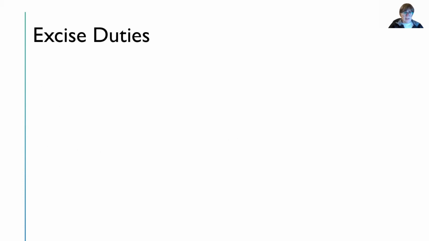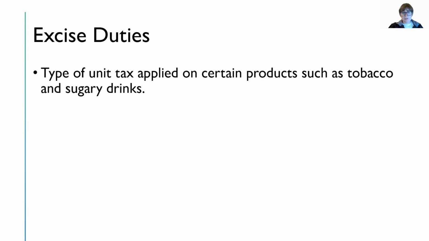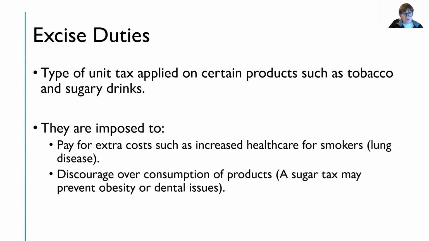So I mentioned excise duties in the previous slide. However, you need to know what they are. Essentially, it's a type of unit tax, and it is going to be applied on certain products such as tobacco and sugary drinks. The reason why they are imposed is to pay for extra costs such as increased healthcare for smokers, for lung disease, and essentially to discourage people from using them or drinking them or eating them.